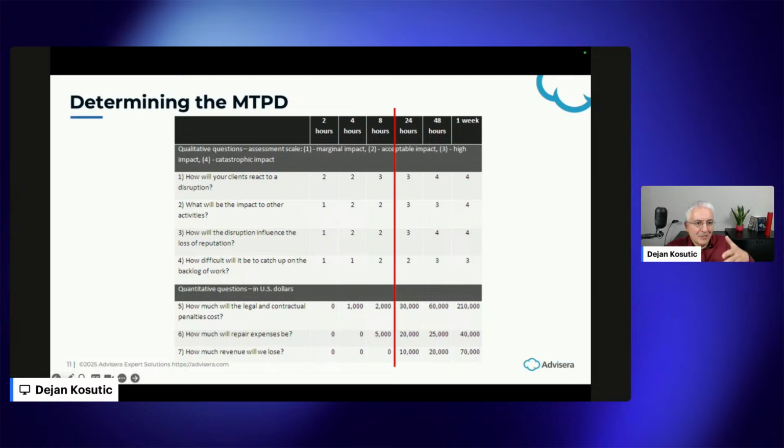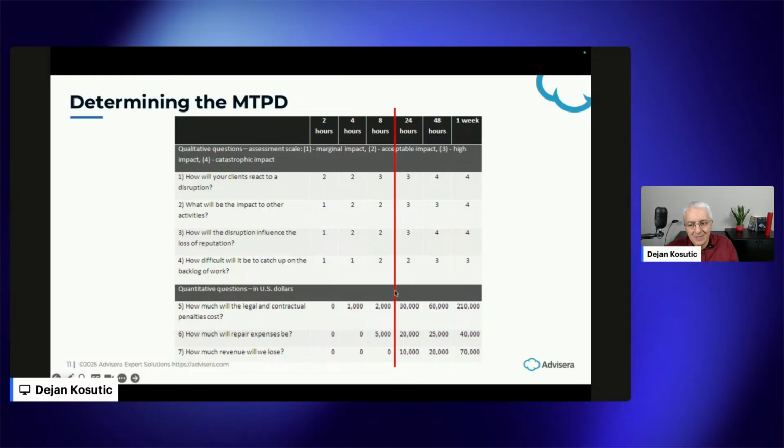So I've drawn a red line where basically the left-hand side would be acceptable, and the right-hand side would not be acceptable. As you can see, in this qualitative part, mainly on the left-hand side are these 2s, right? Only 1, 3. So okay, you can't make this perfect, but let's say that most here are 1s and 2s, which means this is probably acceptable. On the right-hand side you see there are mostly 3s and 4s, which is not acceptable. So therefore probably this MTPD is somewhere between 8 and 24 hours.